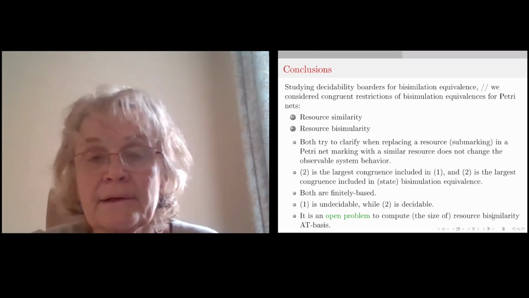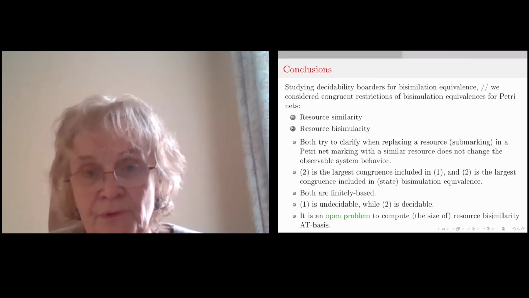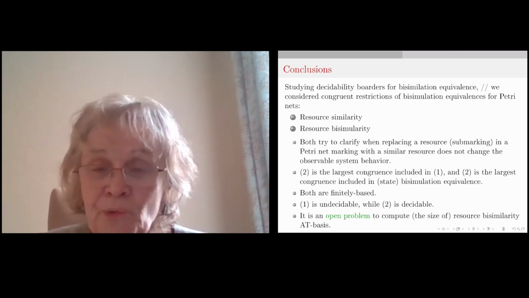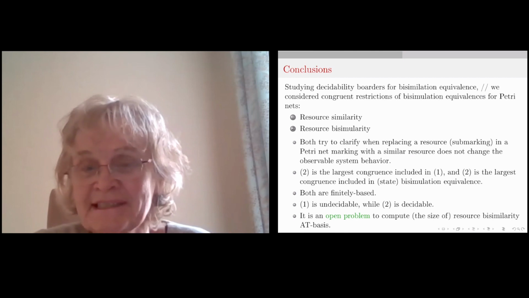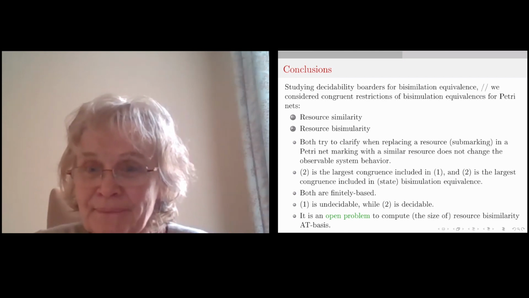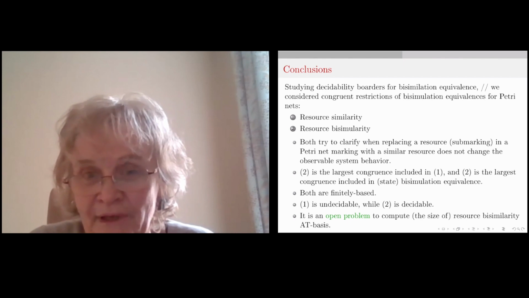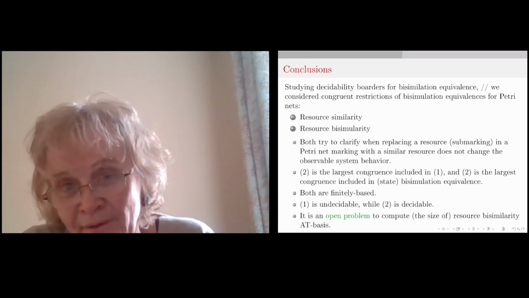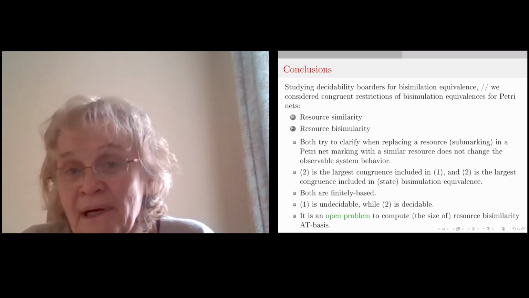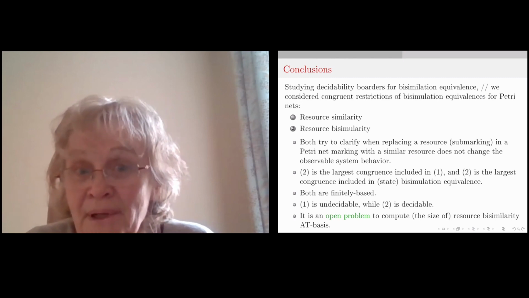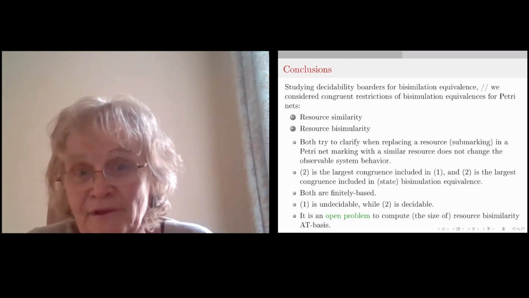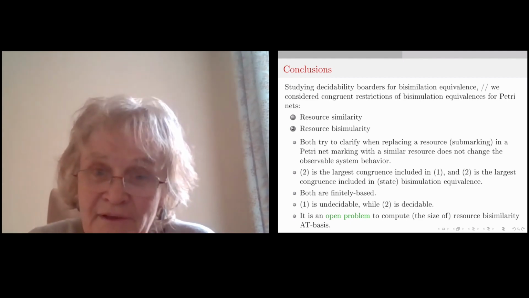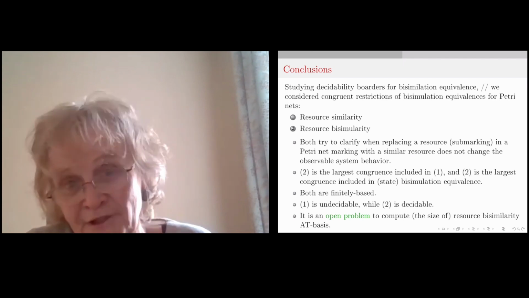It was very fast. Resource bisimilarity is a congruent narrowing, which is a bisimulation itself. Similarity is not a bisimulation. We have a bisimulation relation, then we consider a subrelation, which is a congruence, but this congruent relation may not be a bisimulation itself. It is a bisimulation for context-free Petri nets. For context-free Petri nets, all these three relations coincide.